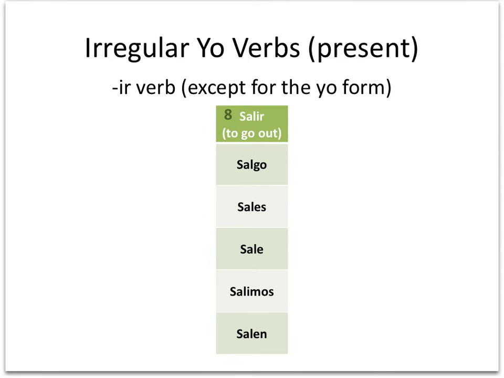Number 8 is the IR verb that is an irregular yo verb, again following the IR conjugations down here, but then the yo form decided to do its own goose thing and is all by itself. As I go through it, you can also practice pronunciation with this one. Salir is to go out. Salgo, sales, sale, salimos, salen.